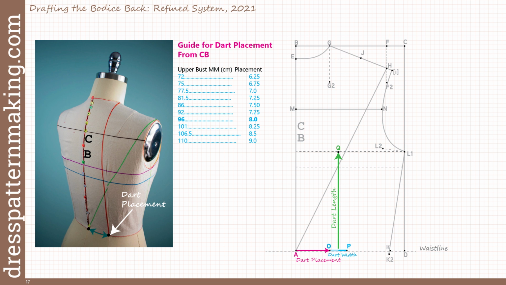Then measure from point O for the width of the dart and mark point P. We allowed for a 3 3/4 centimetre dart when we marked point K, so from point O to P should be 3 3/4 centimetres. In the middle of that dart, draw a straight line up to the upper bust line and mark point Q. Make sure that that line from the middle of the dart to point Q is at right angles to the waistline.